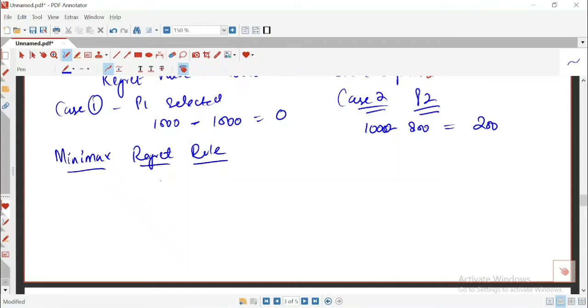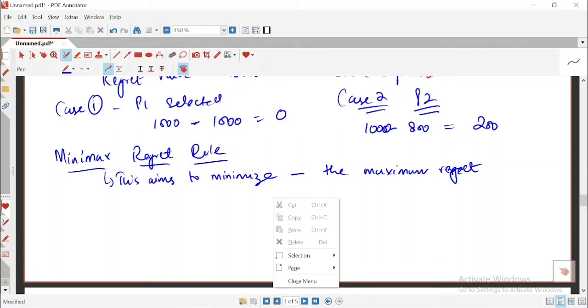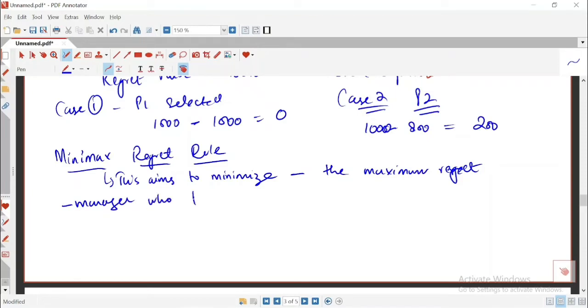एक ये भी डिसीजन मेकिंग चॉइस और टेक्निक होती है जिसको हम कहते हैं मिनिमैक्स रिग्रेट रूल. दिस एम्स टू मिनिमाइज द मैक्सिमम रिग्रेट. ये क्या है? ये मैक्सिमम रिग्रेट को मिनिमाइज करता है. सेकेंड, दिस टेक्निक इज फॉर द मैनेजर who took wrong decision in past.